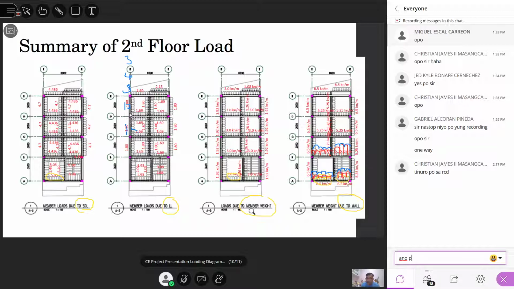Tanong, class. May question ba kayo? So yan, gagawin ko ngayon. Itutuloy ko ngayon, tapos i-upload ko. I-correct ko yung mga corrections na nakita natin. Okay? That is the summary for the second floor, third, fourth, fifth, sixth, roof deck, tsaka roof level.